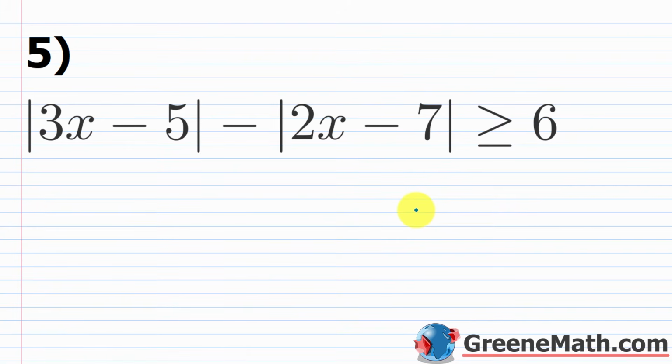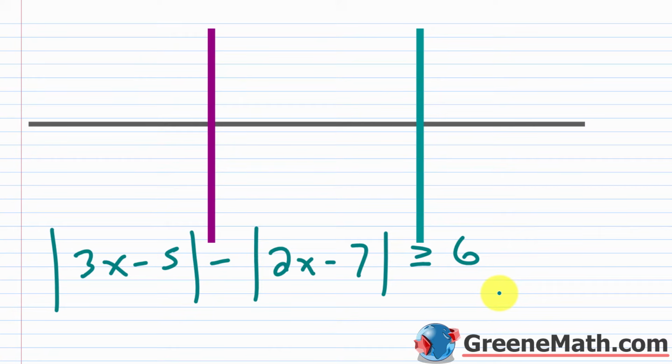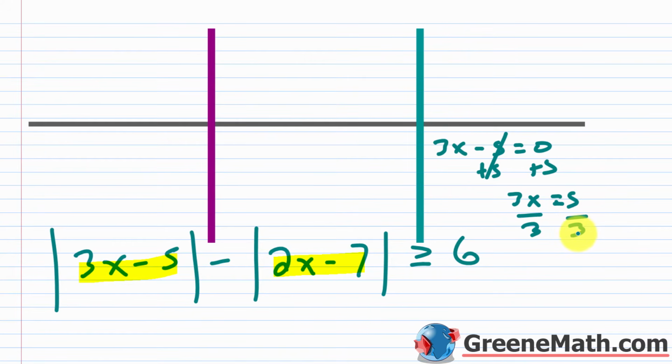All right, let's take a look at problem number 5 now. So we have the absolute value of 3x minus 5, then minus the absolute value of 2x minus 7. This is greater than or equal to 6. So again, coming to our table, we just want to think about where 3x minus 5 is equal to 0 and where 2x minus 7 is equal to 0. So we'll say 3x minus 5 is equal to 0. We'll add 5 to both sides of the equation. We'll cancel that and say 3x is equal to 5. And then we'll divide both sides of the equation by 3. So we get x is equal to 5/3.